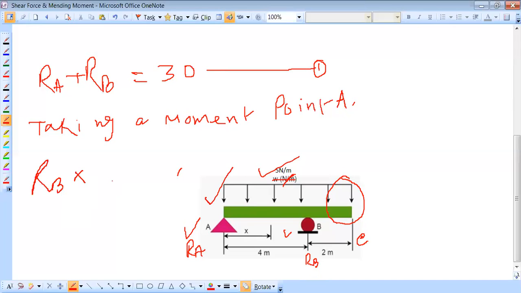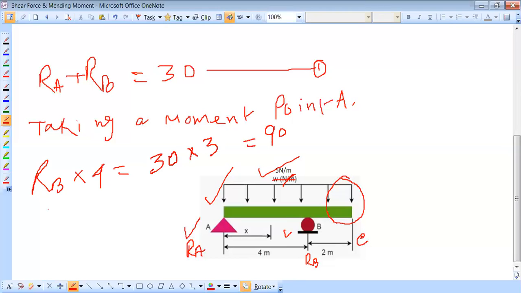The total load is equal to 30, because the total UDL load is 30. We take the load and its distance. If a UDL acts on a beam, we take the distance to the middle of the beam. The middle of the beam is 3, because the UDL is spread over 6 meters, so half the length, 6 by 2, is 3 meters. That means 30 times 3 is 90.